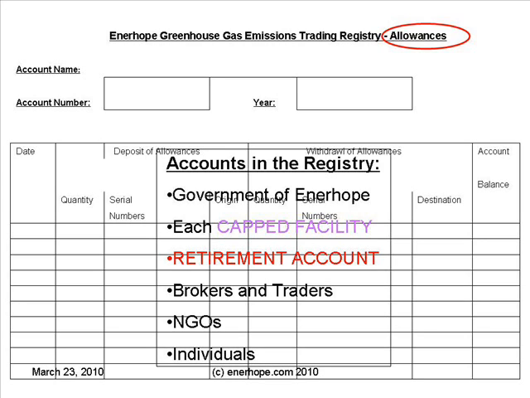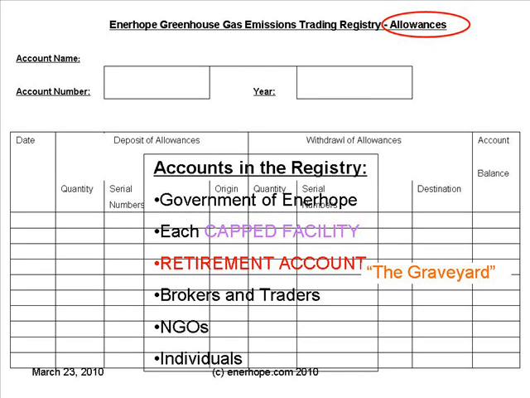At the beginning of the year, the new allowances and their serial numbers appear in the government's account. Then, during allocation, the government withdraws these new allowances from its account and transfers them to the accounts of the capped facilities.